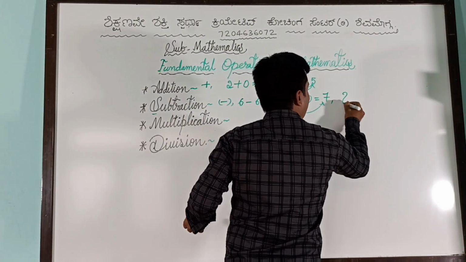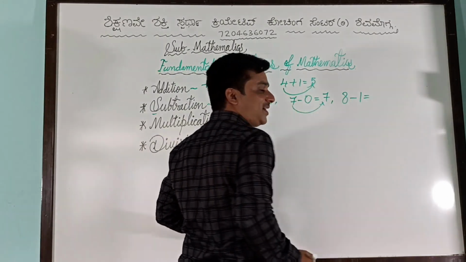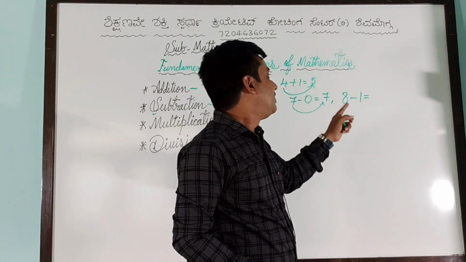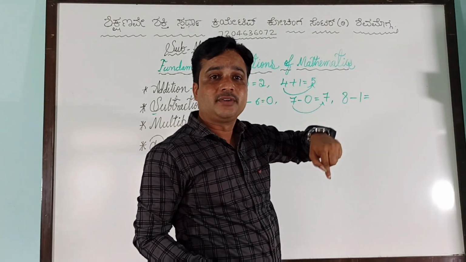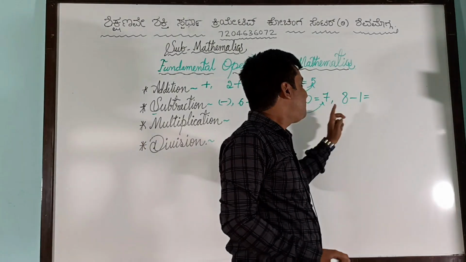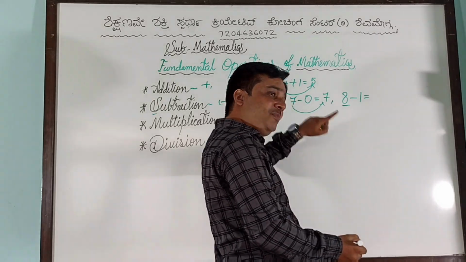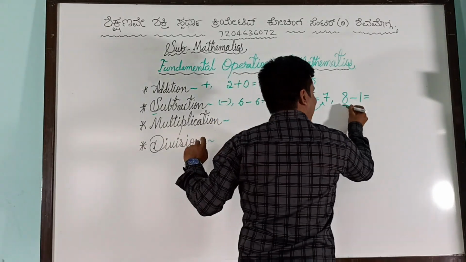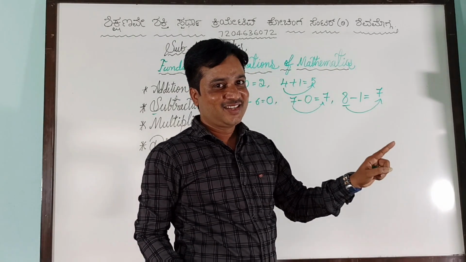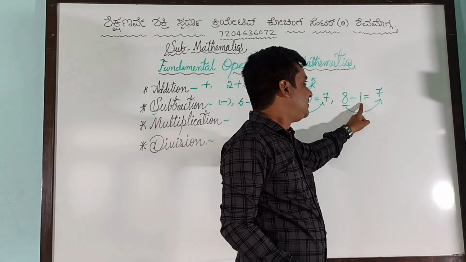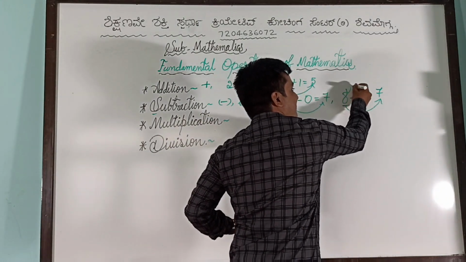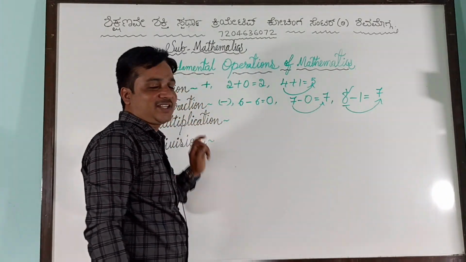Any number subtracted from 1, we get the difference, the number just before the given number. Here the given number is 8. What is the number just before 8? 7, right? So here 8 minus 1 is equal to 7. Any number subtracted from 1, the difference will be the number just before the given number. This is the property of subtraction.